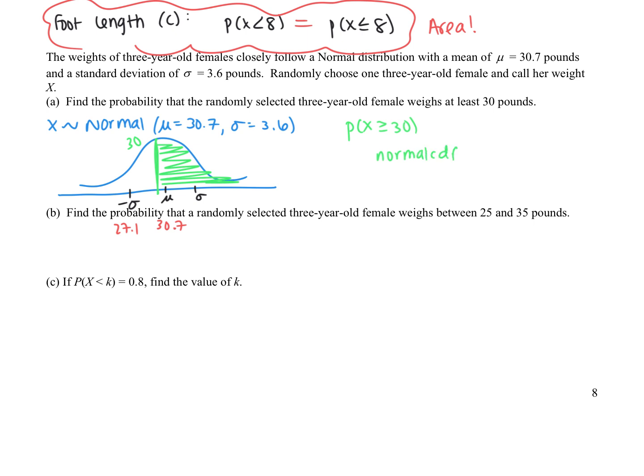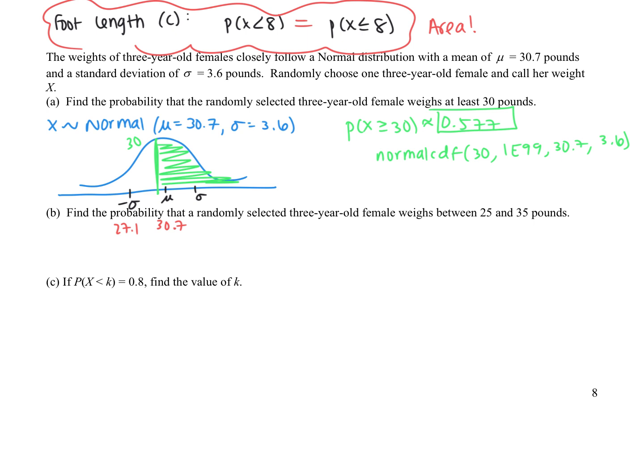You don't need to write normal CDF. I'm just writing it because it's your notes. Lower bound is 30. Upper bound is some big number. The mean is 30.7, and the standard deviation is 3.6. And if you trust me, you get about 0.577. Make sure that makes sense. So if the entire figure is 1, does it look like we shaded about 57% of it? Yes. So that checks out.